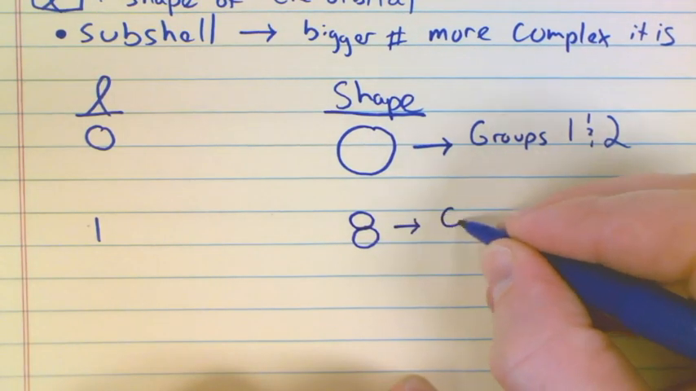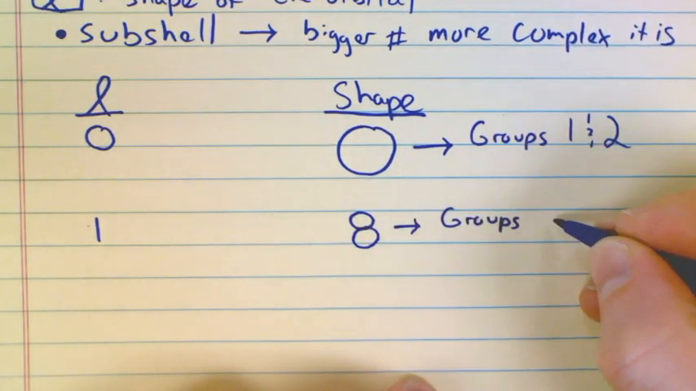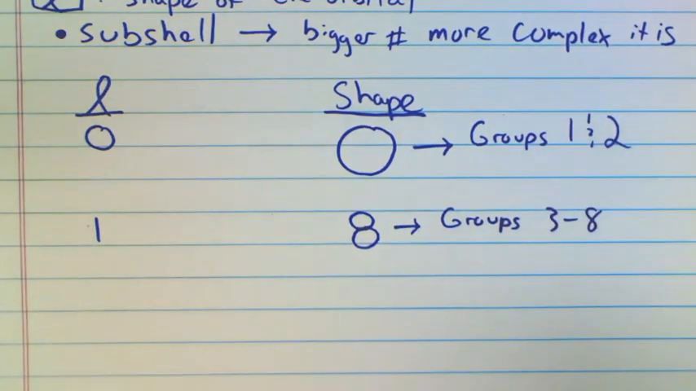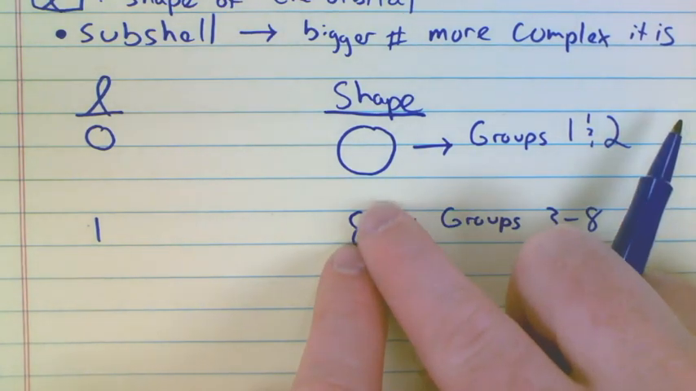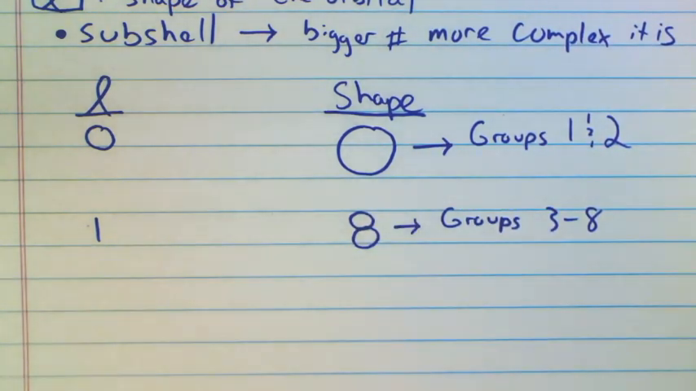Where you're going to see this is groups 3 through 8. They're going to be found in these hourglass shaped orbitals. So there's going to be a greater probability that the electron is in these round areas than where they pinch off towards the center.